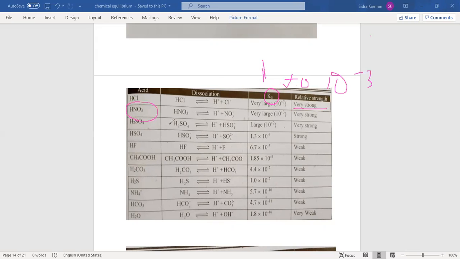In nitric acid, HNO3 dissociates into H positive ion and NO3 negative ion, and the value of Ka, the ionization constant of this reaction, is 10 to the power plus 3, that is greater than 1. The acid is very strong. If the Ka is between 1 and 10 to the power minus 3, then that acid is moderately strong. But here this value of Ka is very large. 10 raised to the power 3 means 1000. So that's why this acid is very strong. H2SO4 dissociates into H positive and HSO4 negative. The value of Ka is 10 raised to the power plus 2. So the acid is very strong.